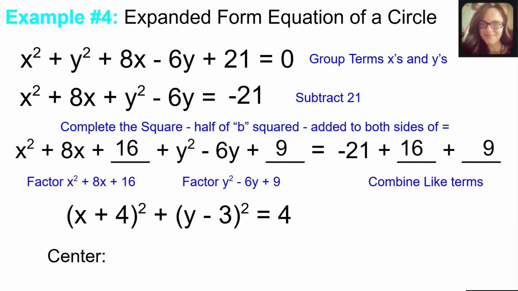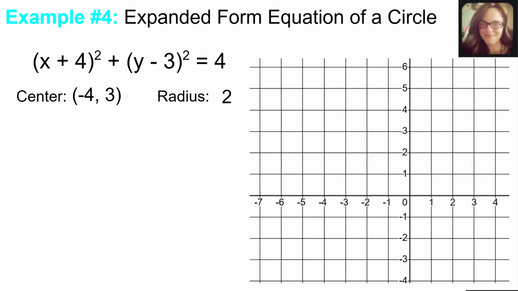We can identify the center, h comma k, using the opposite sign than the one that you see in the equation. So we get -4 comma +3. And then the radius is the square root of 4, 2. And then we can graph this circle now that we have our center, -4 comma 3. And then our radius will go 2 to the right, up 2, to the left 2, and down 2 to get the 4 key points of our circle.